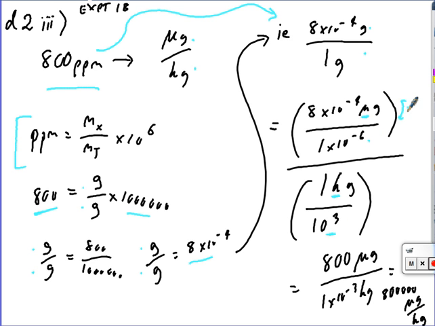When I resolve these two fractions, that then becomes 800 micrograms divided by 1 times 10 to the minus 3 kilograms. 800 divided by 1 times 10 to the minus 3 is 800,000. So that tells me that 800 parts per million is the same as 800,000 micrograms per kilogram.